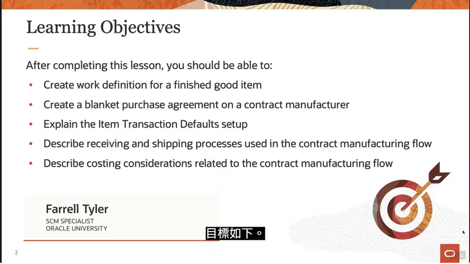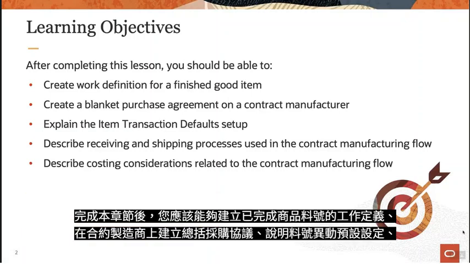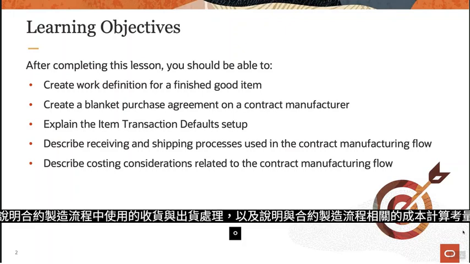After completing this lesson, you should be able to create a work definition for a finished good item, create a blanket purchase agreement on a contract manufacturer, explain the item transaction default setup, describe receiving and shipping processes used in the contract manufacturing flow, and describe costing considerations which are related to the contract manufacturing flow.